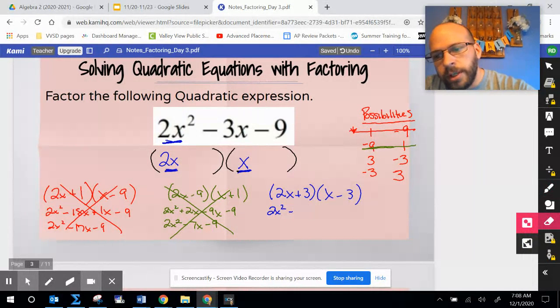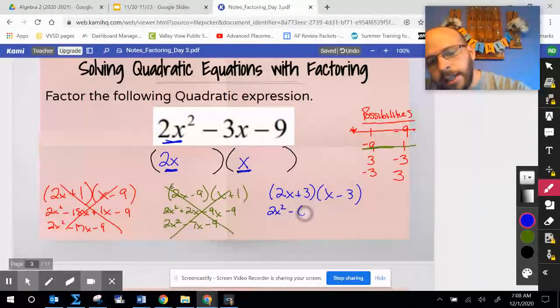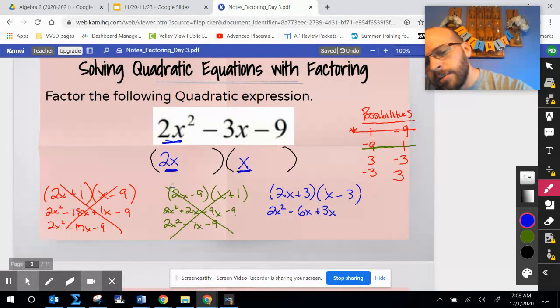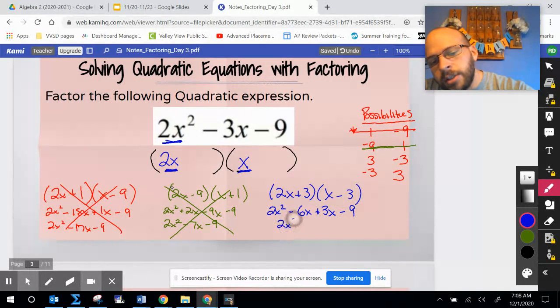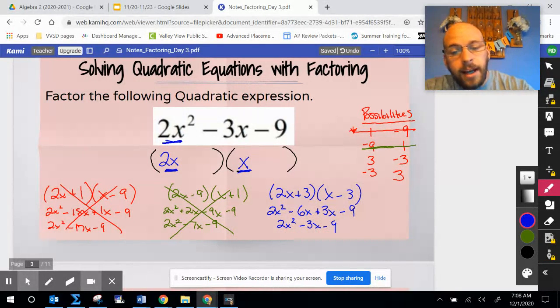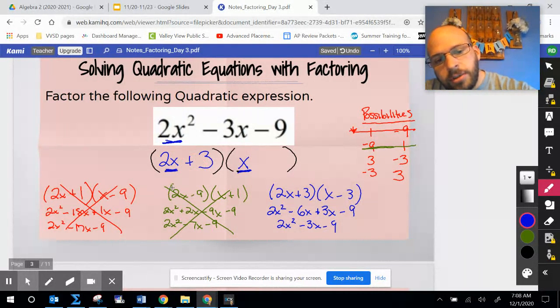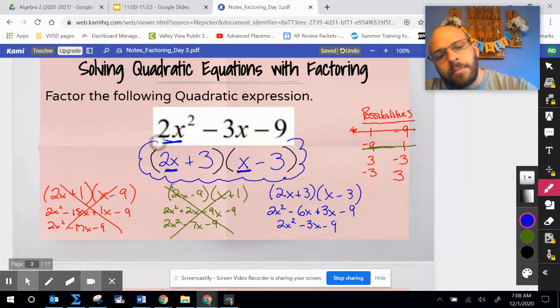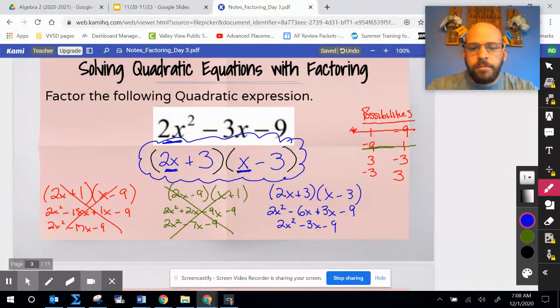I don't know why I wrote a 3. 2x times negative 3 is a negative 6x. 3 times x is a 3x, and 3 times negative 3 is a negative 9. So if I combine my like terms, I get a negative 3x minus 9. That does match, so I do know my answer has to be 2x plus 3, x minus 3. That is my factored form.